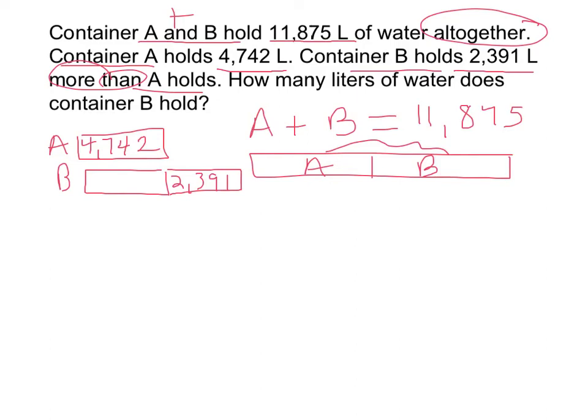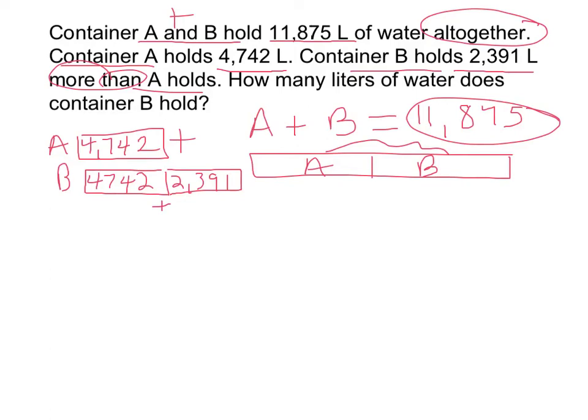So what we need to do is add these two numbers, 4,742 plus 2,391, in order to get our total to 11,875 once we add it to A. So if we're going to write a sentence, this is what it would look like.